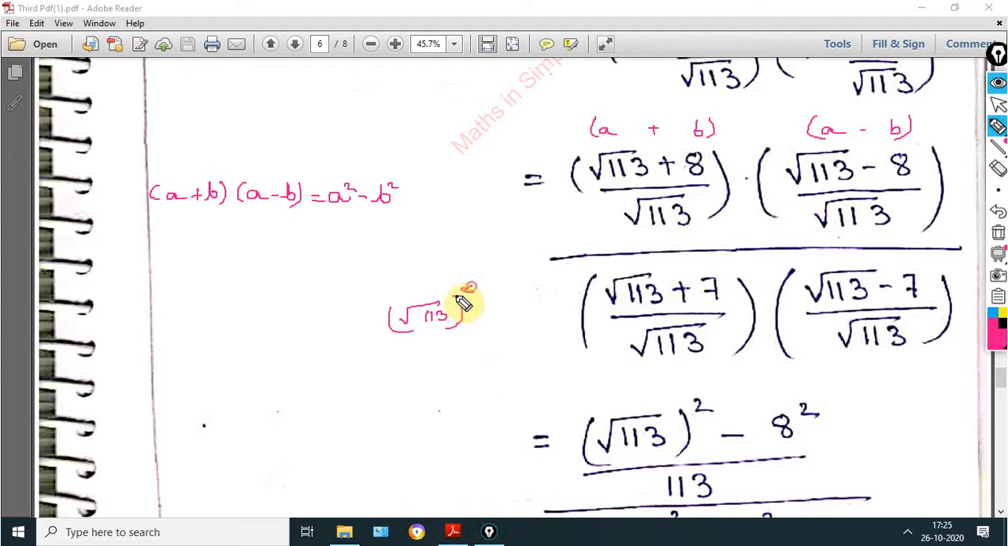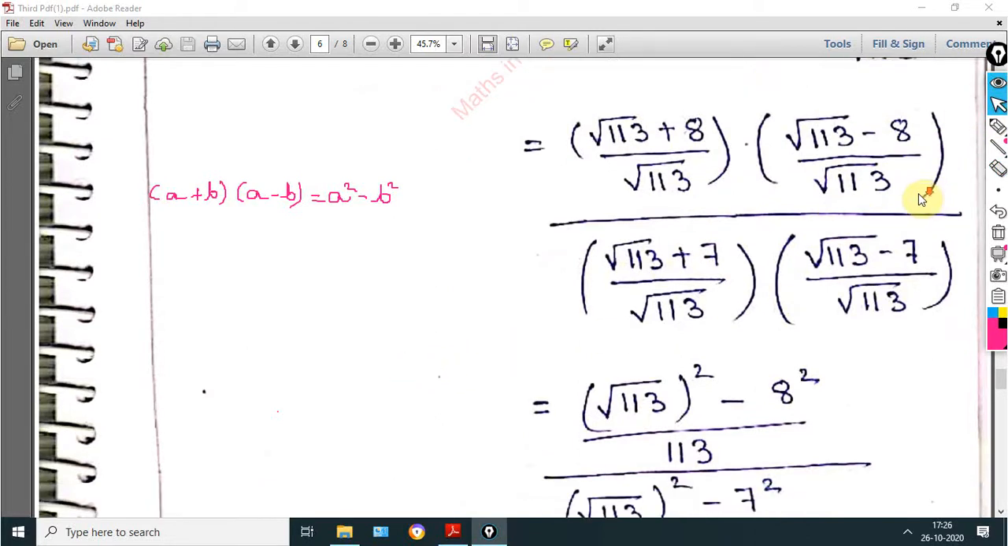So this square and this root get cancelled. We will get 113. So here we wrote 113. Yes. Next. Now the numerator we have solved. Now we are seeing the denominator. Okay. Now we are solving the denominator.